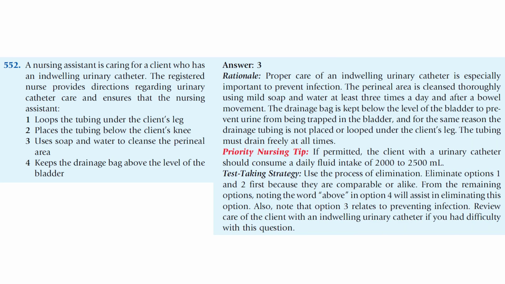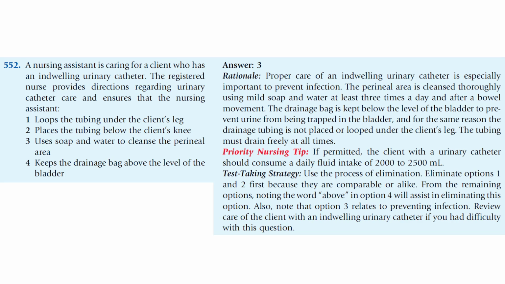552. A nursing assistant is caring for a client who has an indwelling urinary catheter. The registered nurse provides directions regarding urinary catheter care and ensures that the nursing assistant 1. Loops the tubing under the client's leg. 2. Places the tubing below the client's knee. 3. Uses soap and water to cleanse the perineal area. 4. Keeps the drainage bag above the level of the bladder.